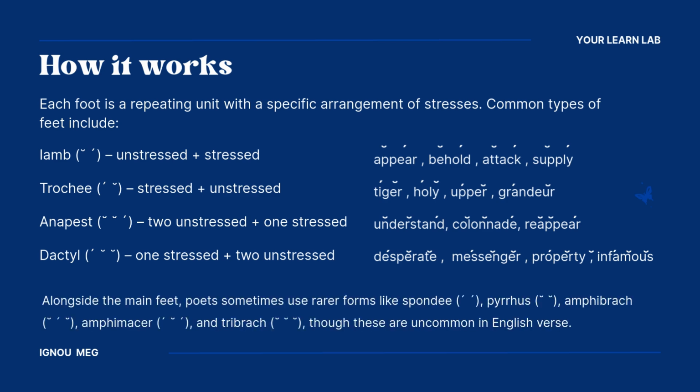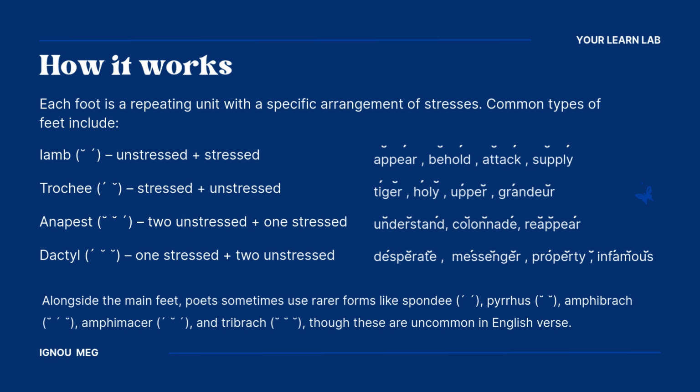Alongside the main feet, poets sometimes use rarer forms like spondee, in which there are two stressed syllables, or pyrrhus, in which there are two unstressed syllables, or amphibrach, in which you have unstressed followed by stressed followed by unstressed syllable again, and amphimeter, in which you have stressed, unstressed, and stressed, and tribrach, in which you have three unstressed syllables, though these are quite uncommon in English verse.